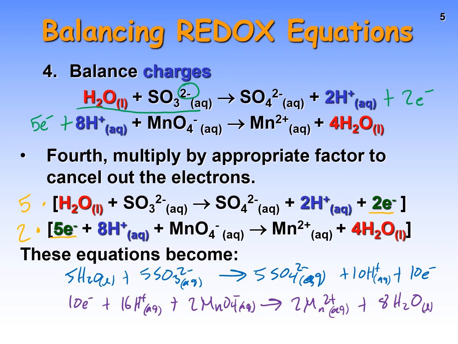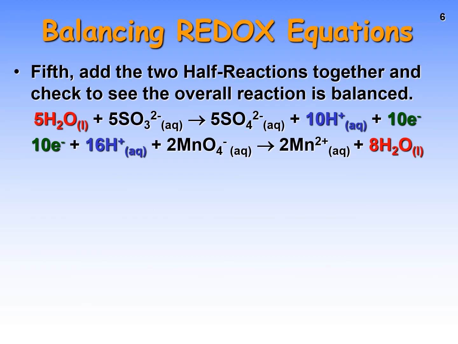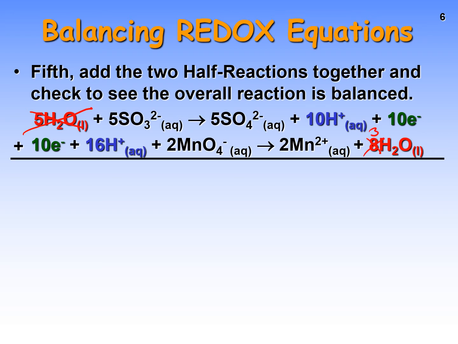Now, the last step here is to add the two half reactions, right? If we add these two half reactions together, some things are going to cancel. I can tell that these 5 waters are going to cancel out with these 8 to give me 3 waters on the right total. In addition, these 10 H pluses are going to cancel out entirely with these 16 to give me 6 left over. The 10 electrons are gone, and so this gives me everything.